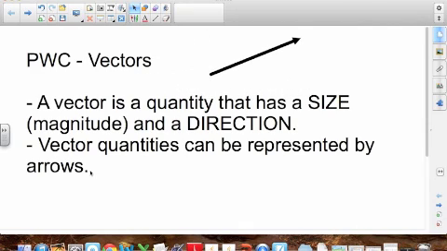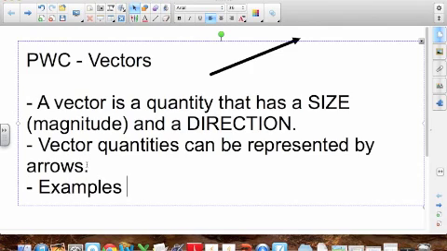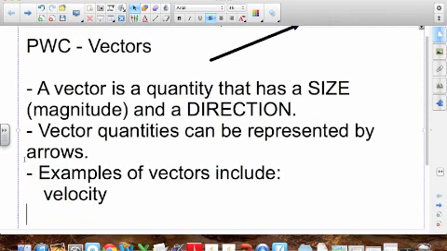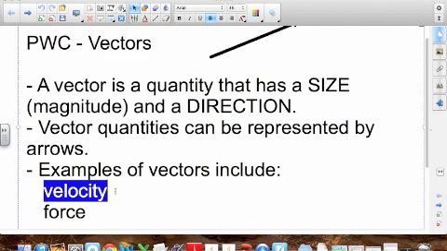Now, we have already studied at least two different types of vector quantities. So examples of vectors that we've studied so far include velocity. Velocity is a vector. And then another example of a vector that you've seen before is a force. Let me show you an example of velocity as a vector in action.